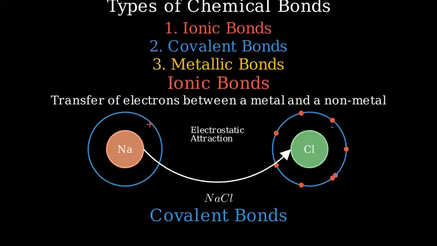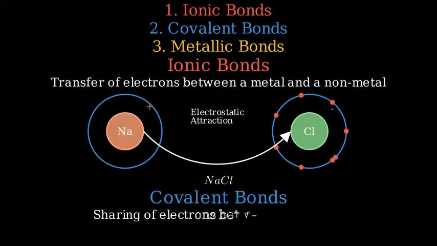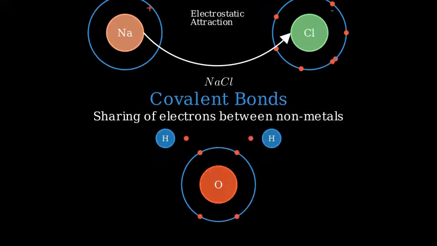Next, let's look at covalent bonds. Covalent bonds form between nonmetal atoms. Instead of transferring electrons, atoms share electrons to achieve a stable octet. Let's use water, H2O, as an example.